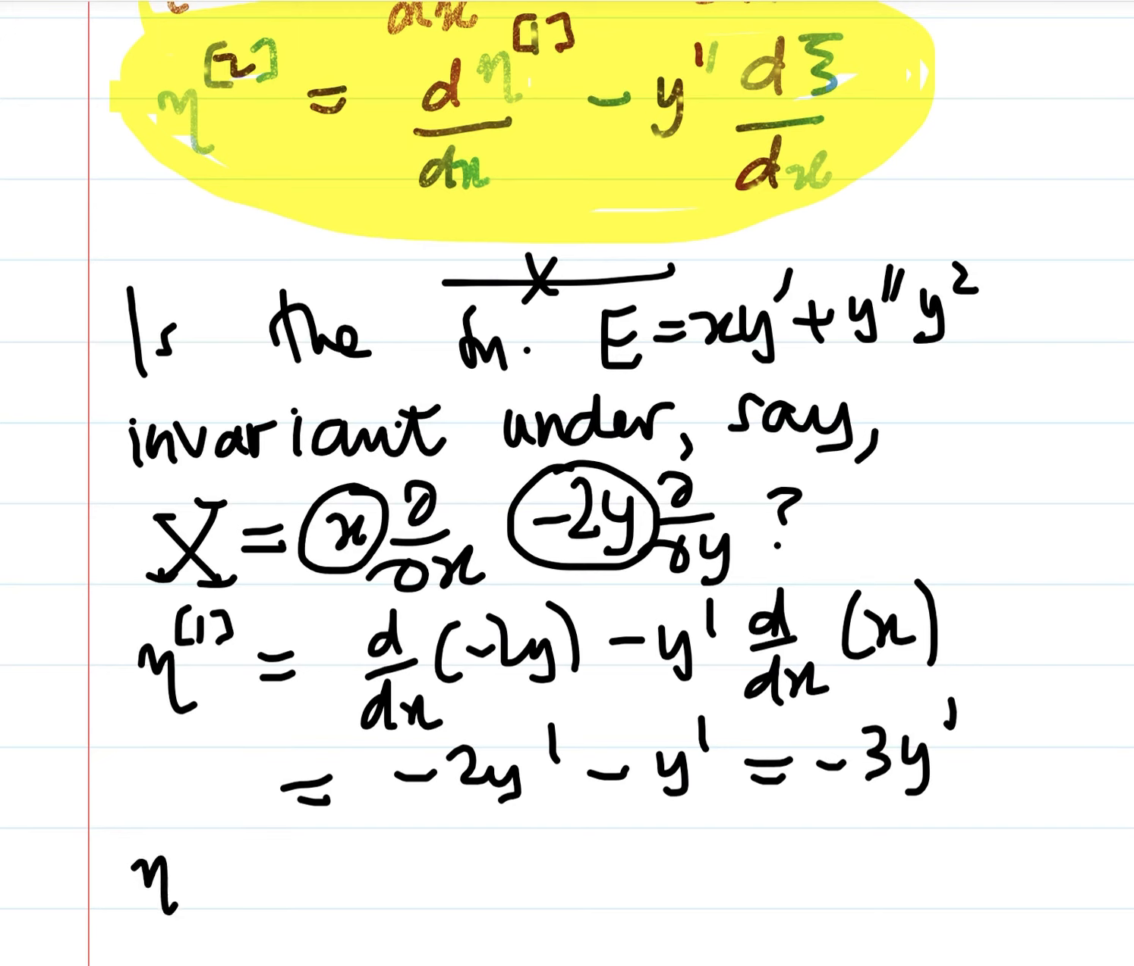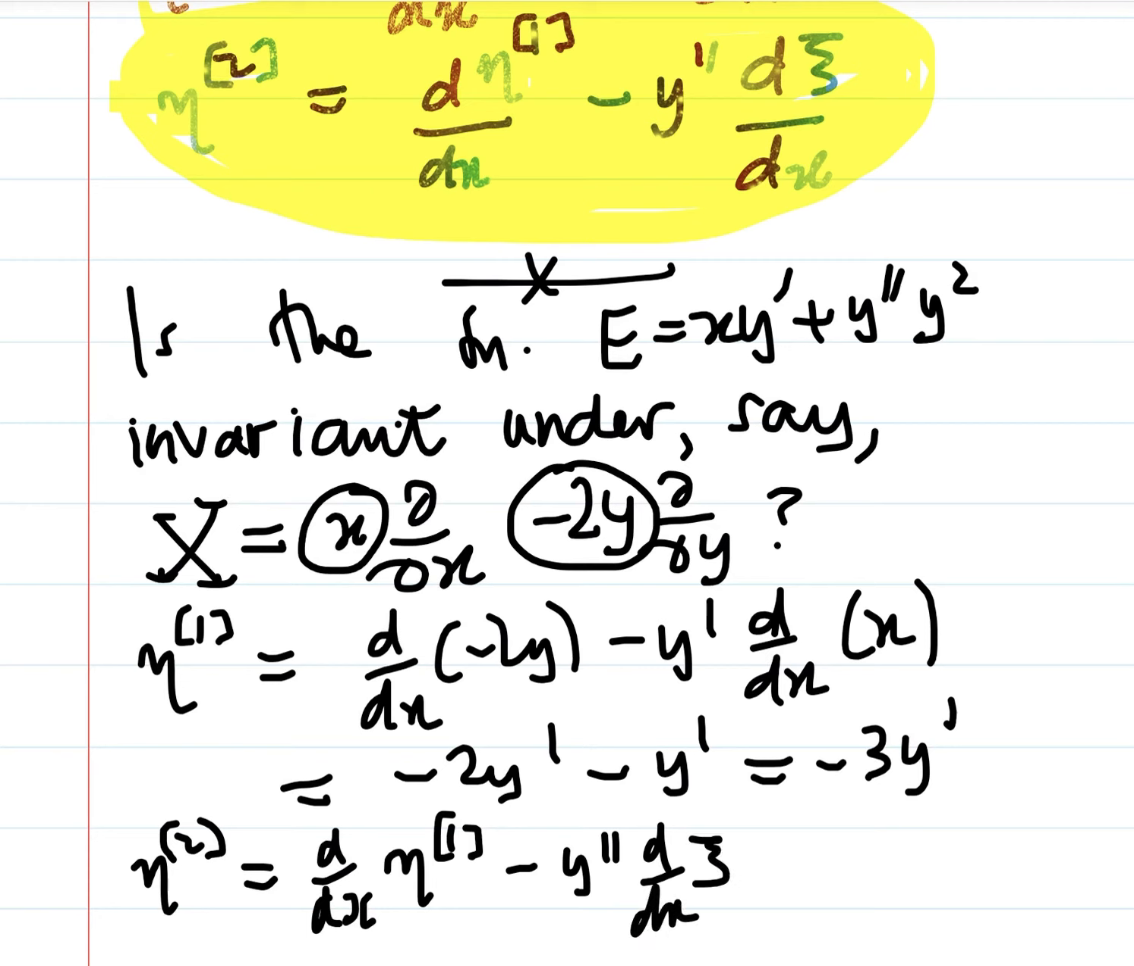I will need eta 2 because there's a y double dash term in e. So this is the total derivative of eta 1. That's a bad x. This should be x. Total derivative of eta 1 minus y double dashed times the total derivative of xi. Now here is eta 1. If you differentiate it totally with respect to x, you get minus 3y double dashed minus y double dashed times the total derivative of xi, that is 1. So this gives us minus 4y double dashed.